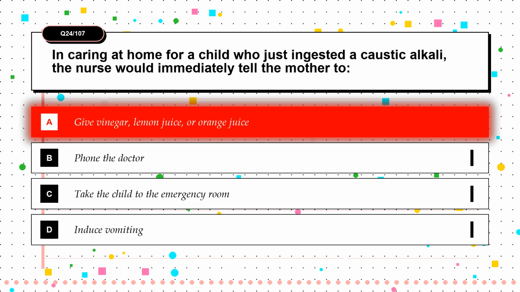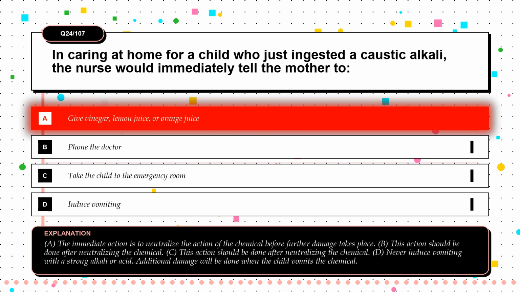The correct answer is option A. Give vinegar, lemon juice, or orange juice. The immediate action is to neutralize the action of the chemical before further damage takes place. B. This action should be done after neutralizing the chemical. C. This action should be done after neutralizing the chemical. D. Never induce vomiting with a strong alkali or acid. Additional damage will be done when the child vomits the chemical.